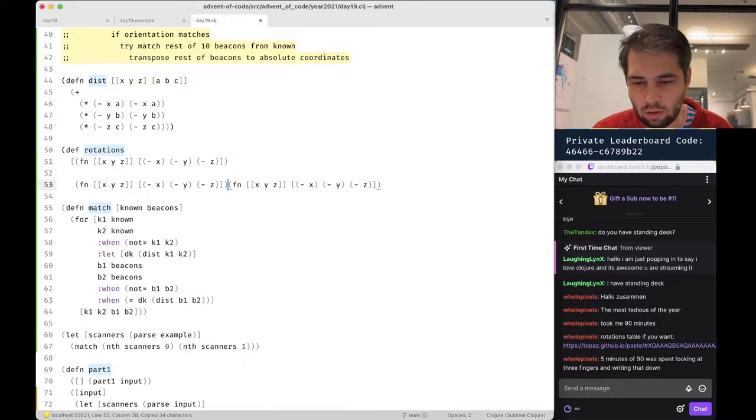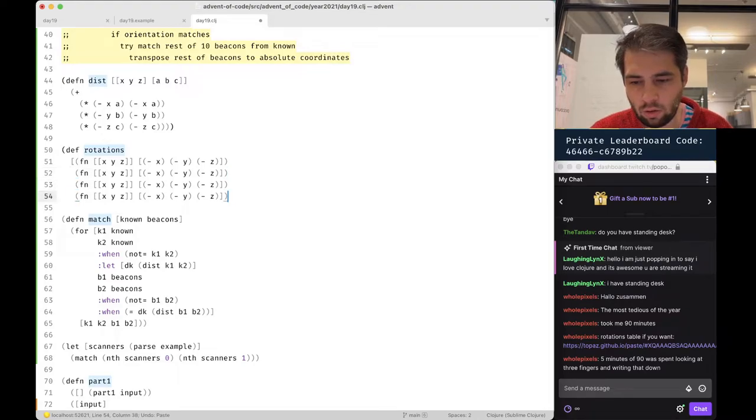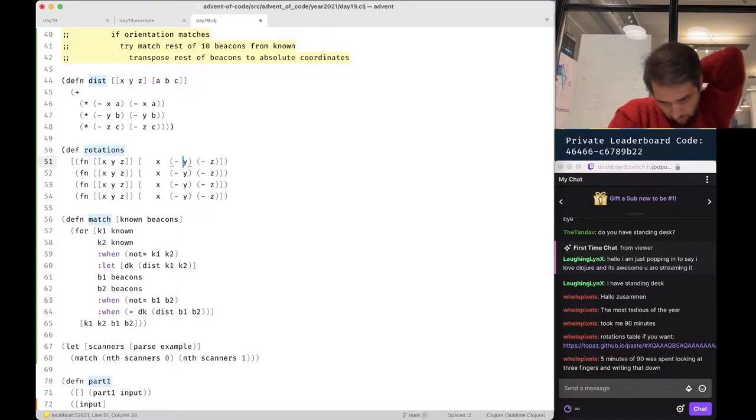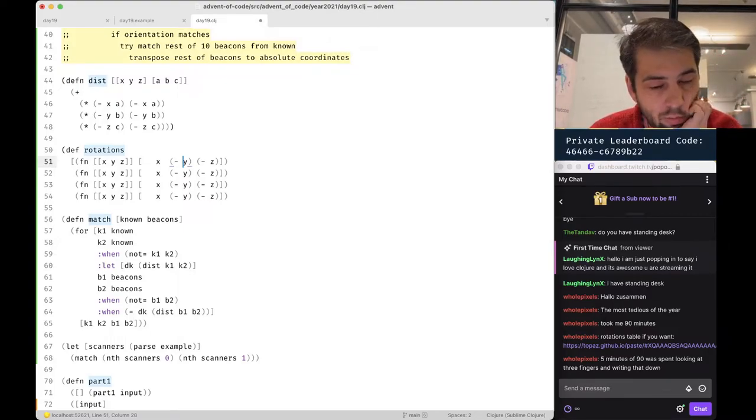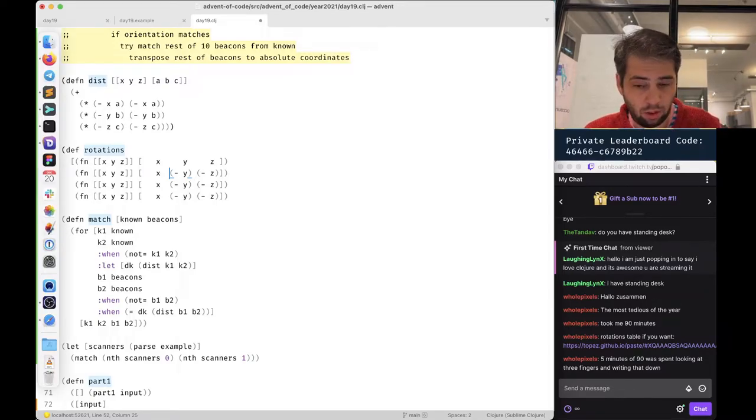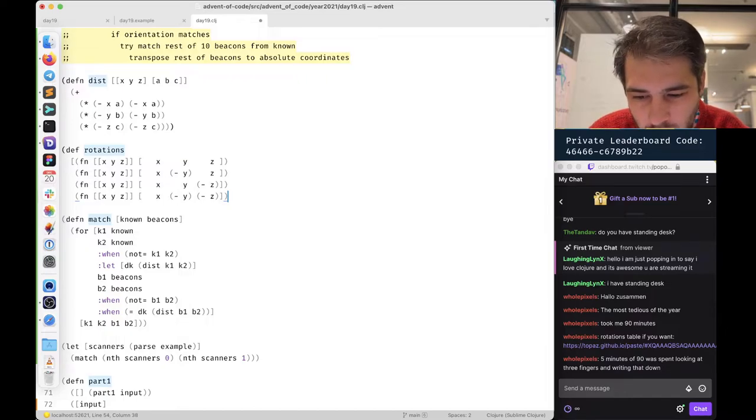Right, something can this be. So if x matches, for example, if x matches, the first one would probably be the one where everything matches, actually, right? The second one would be, well, minus y z, minus z y and minus y minus z, right? Are those rotations? I hope they are rotations. No, they're not rotations, right? They are... Yeah, 5 minutes of 90s.